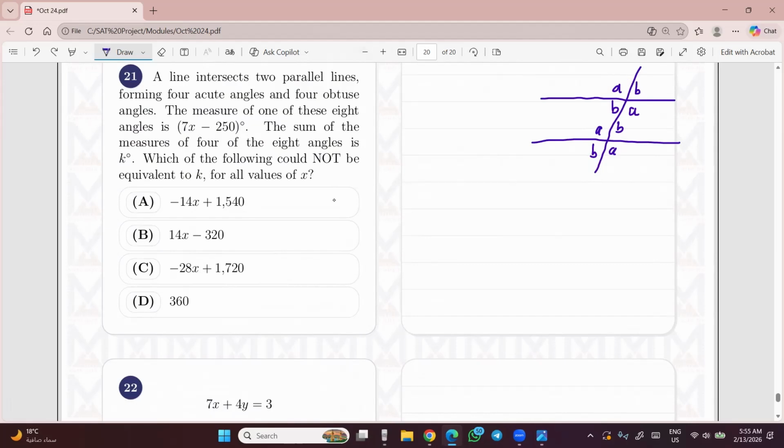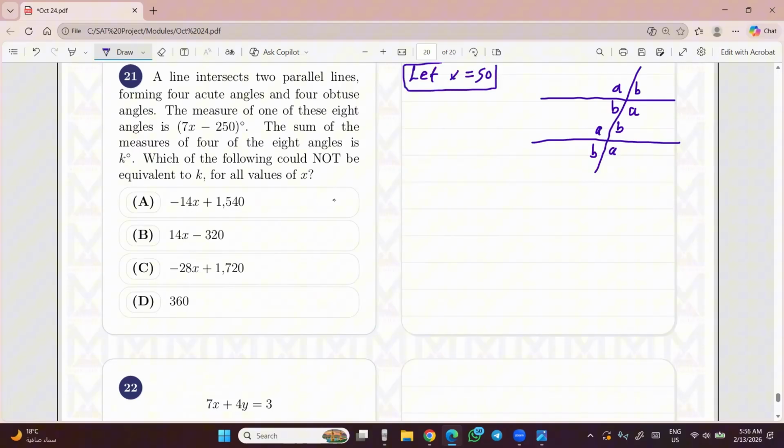And now we can replace x by any number. But when you choose the number, try to be reasonable. If you choose, for example, the number 50, I think 50 is okay. We cannot choose 100, for example, because 7 times 100 is 700, and when you subtract 250 from 700, you get a number like 450. And this angle is not 450, it's smaller than 180. So choose a reasonable number. You can choose 40 or 50. Let's try 50. Let x equal 50.